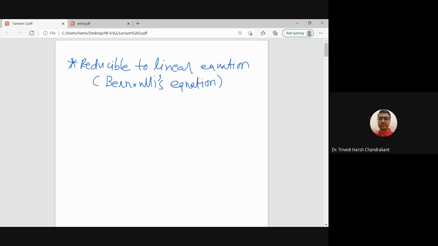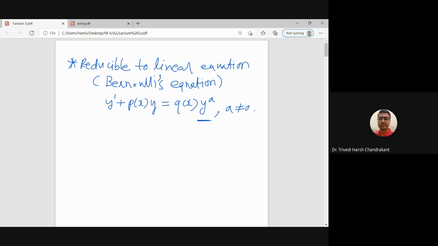So Bernoulli's equation is essentially y' + p(x)y = q(x)y^a, where a is some non-zero number. If a is 0, then this equation becomes nothing but a linear differential equation, right? So the only difference is that here we get an extra term, y^a, where a is non-zero.